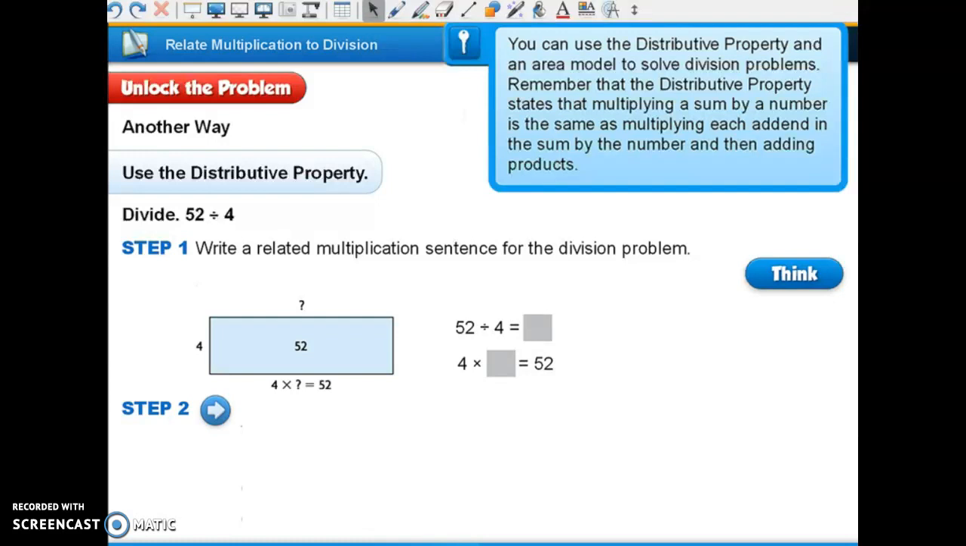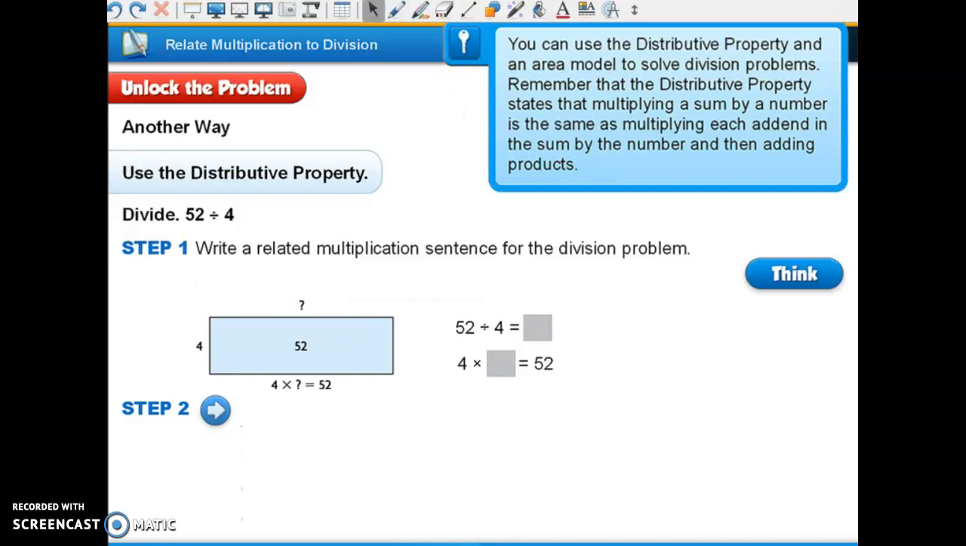Okay, now we've moved on to page 36, another way. It says you can use the distributive property and an area model to solve division problems. Remember that the distributive property states that multiplying a sum by a number is the same as multiplying each addend in the sum by the number and then adding the products. You have to go back to one of our first lessons. You should have that in your notebook. You need to get it out and look at the distributive property.